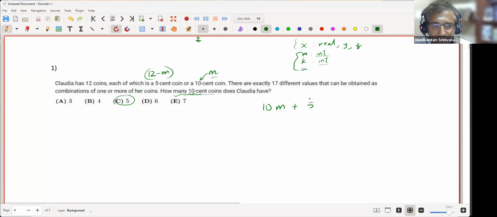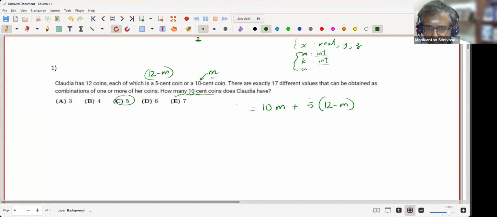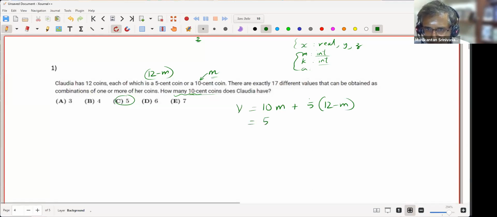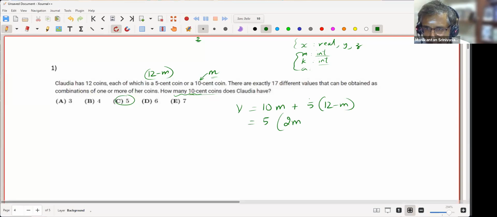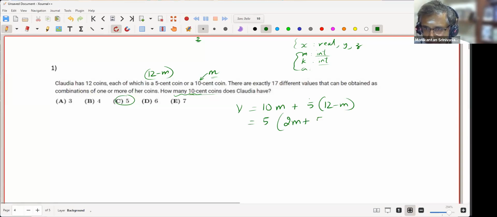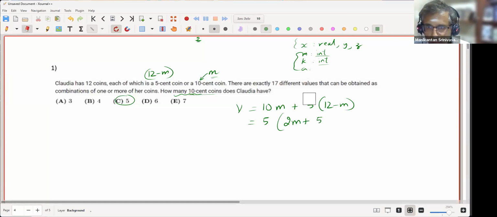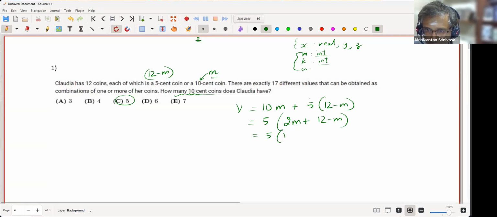10M plus 5 times 12 minus M. This is the total value, right? So as you rightly said, I can take 5 common outside. So the value is 5 times 2M plus 12 minus M. Okay, so effectively the value is 5 times 12 plus M. This is the total value.